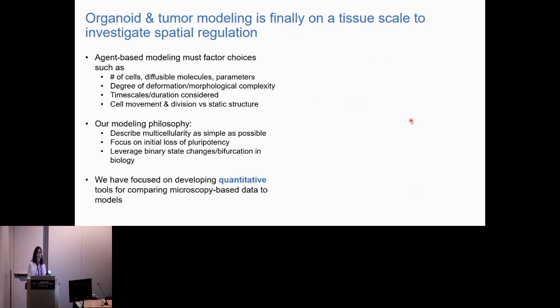The other thing that I'll mention is that we've really tried to focus our group on developing quantitative tools for comparing microscopy-based data to models. And to me, this is very central to the agent-based modeling field, because I feel like there aren't enough methodologies for parameter optimization and choice of rules in deciding model selection criteria.